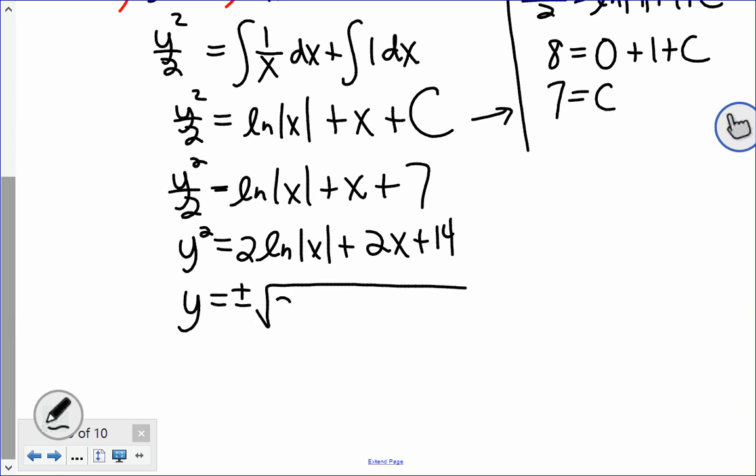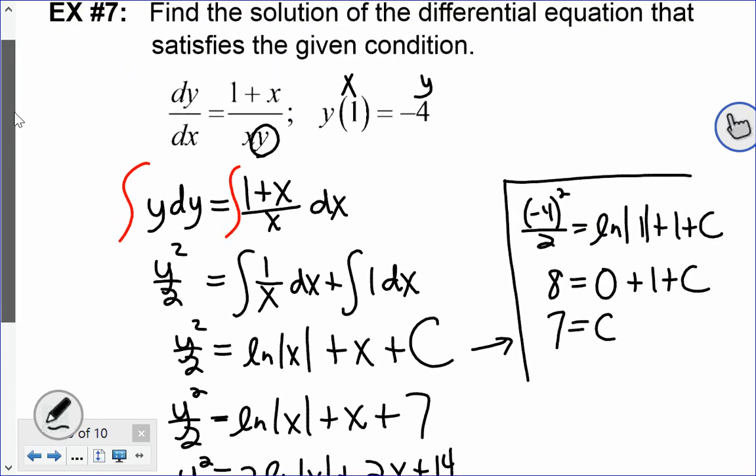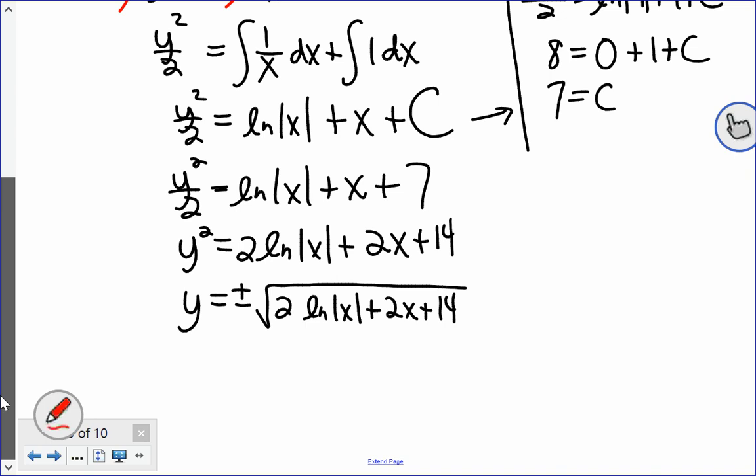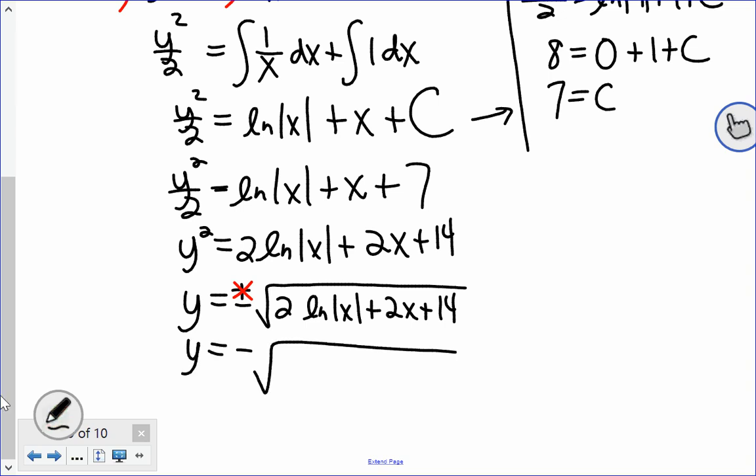But we're going to realize that we don't need plus or minus. That wouldn't be a very good particular solution because that's more than one solution. So let's go back up and realize that our initial condition said y of 1 is -4. So that means the particular solution we want is not the positive one, but the negative one. So the actual answer to our problem is the negative of the square root, because remember, it's both. And in this case, I only need that one.